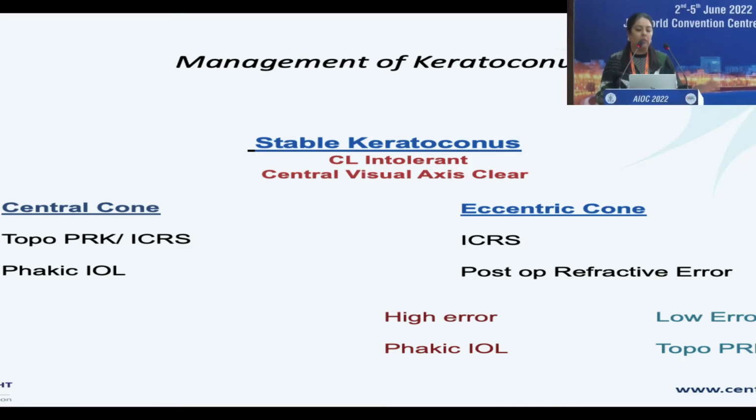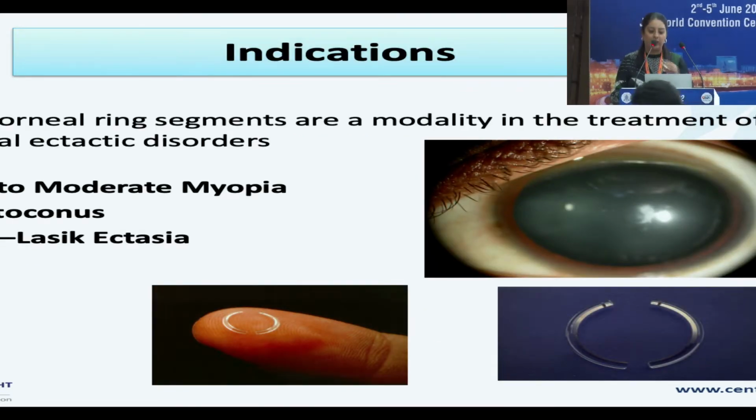So once we have a stable keratoconus, contact lenses by far are a great way to visually rehabilitate these patients. However, if they are not adjusting to contact lenses for any reason and they have a centrally clear visual axis, you will need to rehabilitate them with options such as topo-guided PRK, ICRS and phakic IOLs. Like Shrey said, for mild to moderate cases and central cones, topo PRK is a great option. But for more advanced cases or for eccentric cones, ICRS is a better option, and phakic IOLs come in for the correction of higher refractive errors. So let us first start with the ICRS.